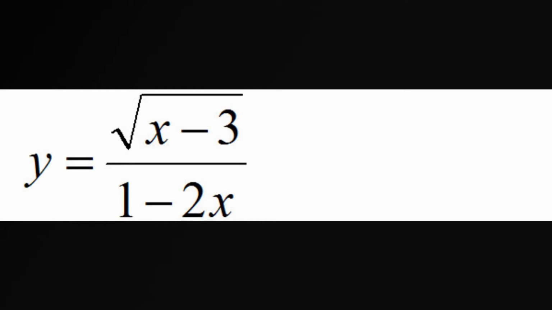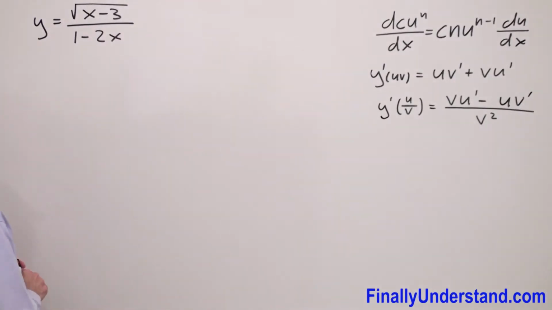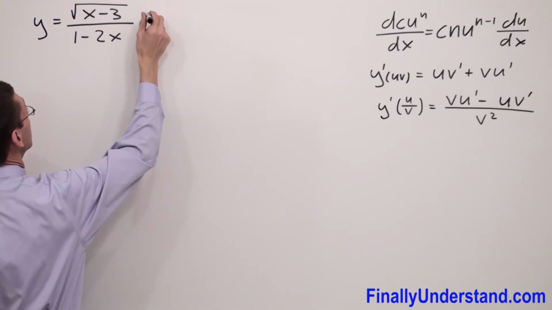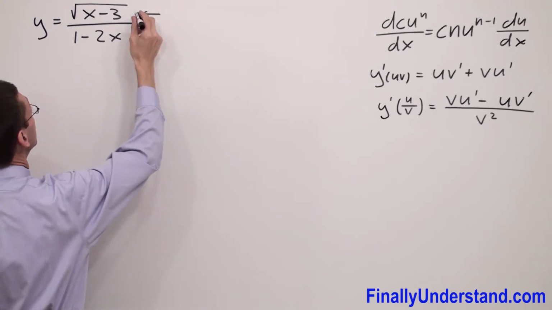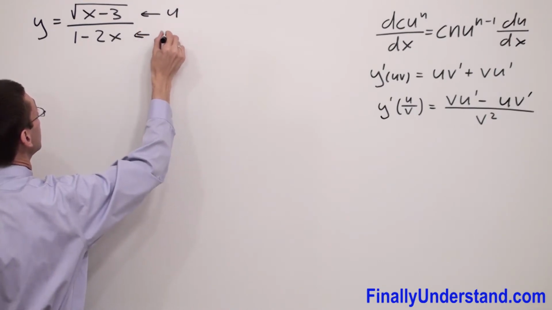Let's take a look at this example. Again, we are going to deal with a quotient, but this time we have a square root, okay? So again, the procedures are exactly the same. The numerator is my u. The denominator is my v.